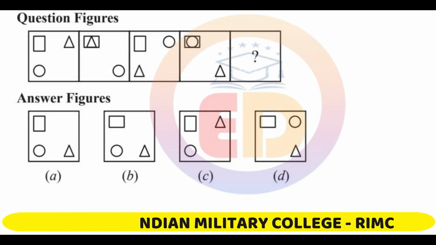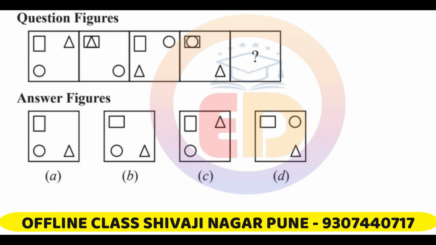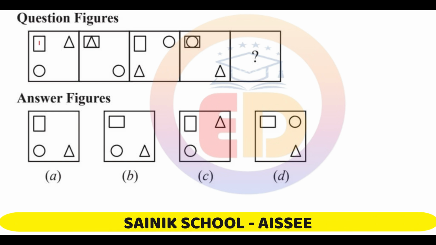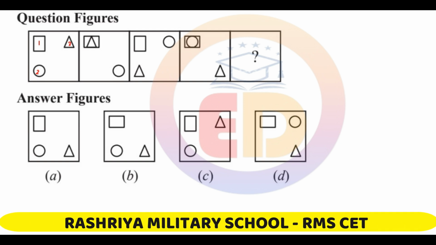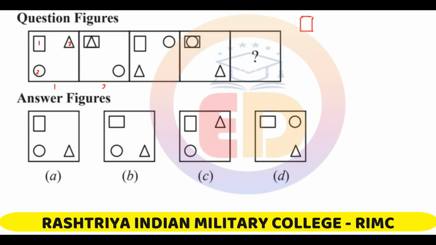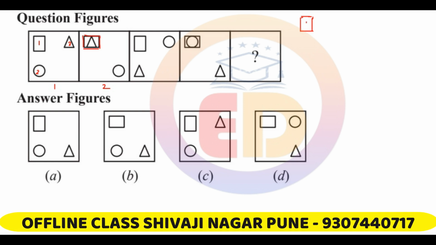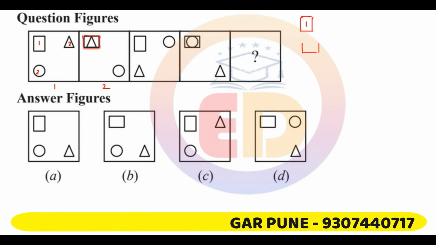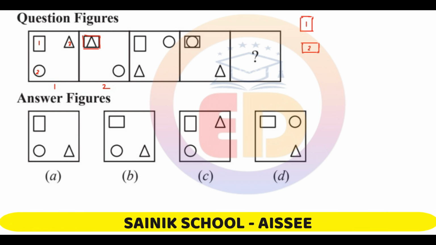This example is a classic example of shifting pattern. Now there are three shapes. The first is a rectangle, second is a circle, and third is a triangle. In the first shape, the rectangle, you can say, is a standing rectangle to understand. In the second shape, the rectangle changes its shape by 90 degree. This is a change of 90 degree.